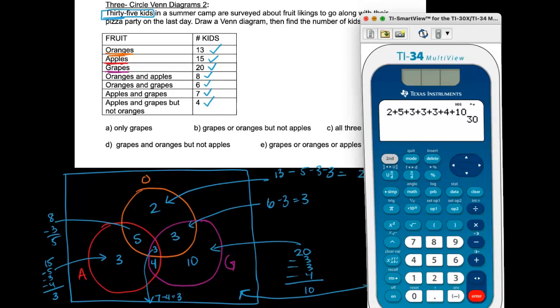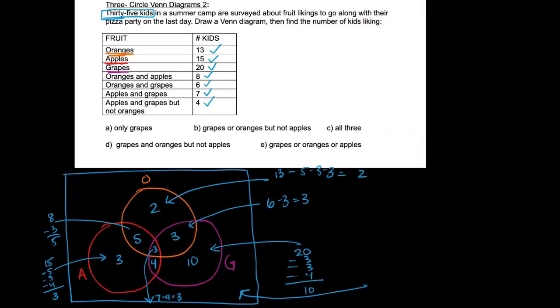And we were told that there are 35 kids total. So I'm going to take 35, which is the grand total, and I'm going to subtract 30, which is the circle total, inside all the circles, and I get 5 kids that don't like any of those fruits. So now I'm done with the diagram. Now I can go up and answer the questions.